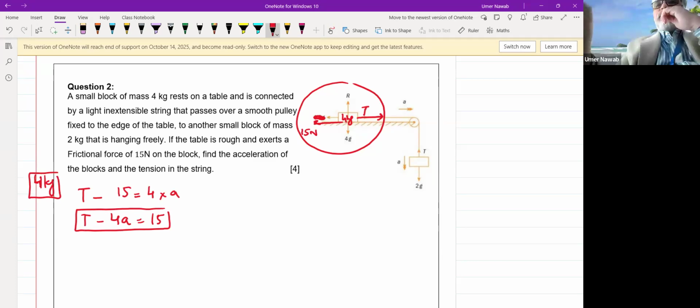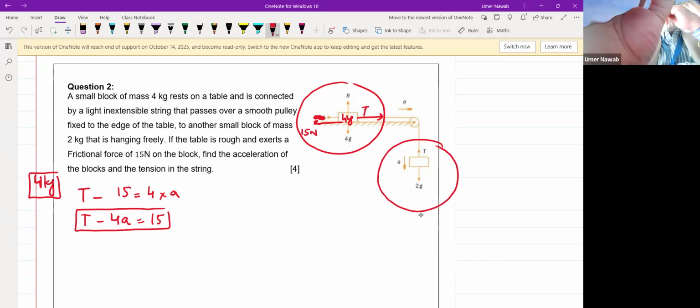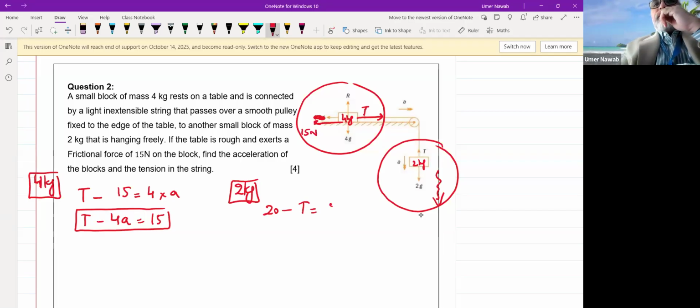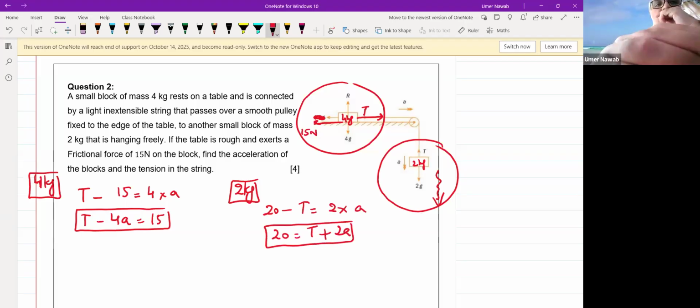Now let's talk about this particle, which is 2 kg. Newton's second law: it is going down. So mass is 2 kg. So 20 minus tension is equal to mass times acceleration. So 20 is equal to T plus 2A. Second equation. Use simultaneous equations and go to the calculator.